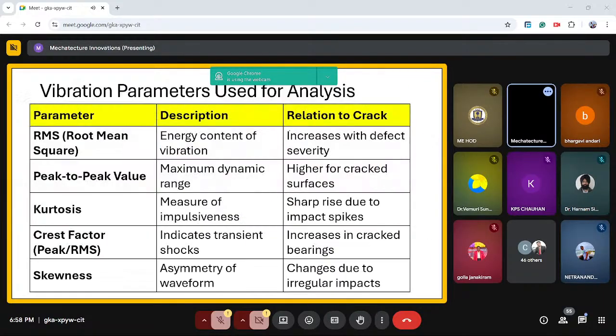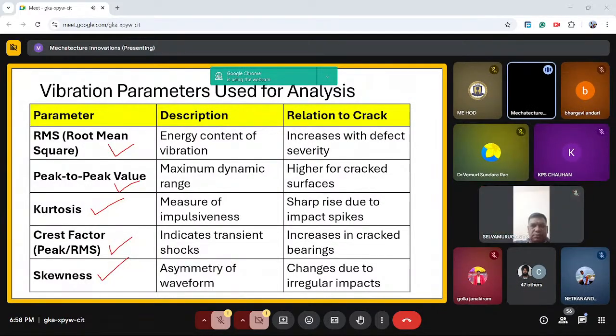So what it does is, using the time domain parameter, it calculates the root mean square. What is the root mean square? For any sine curve, I can calculate the RMS value. I can calculate the peak to peak value. I can calculate the kurtosis. I can calculate the crest factor. I can calculate skewness. You don't have to worry about this parameter. See, when I am using a time domain parameter, there are certain key values which you can calculate. Those values are kurtosis, crest factor, skewness. So these are the values I will calculate from the time domain data to understand the presence of the failure.